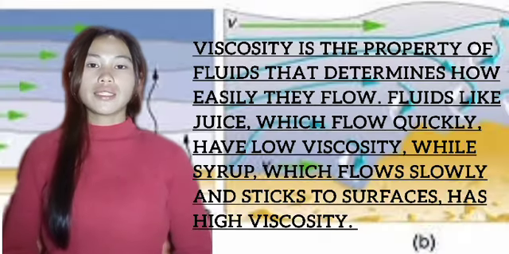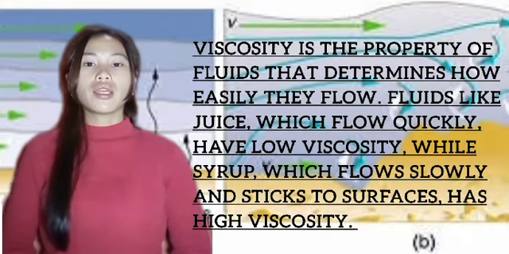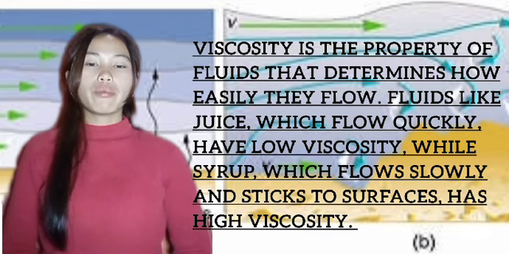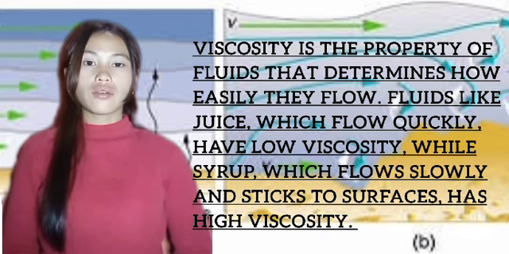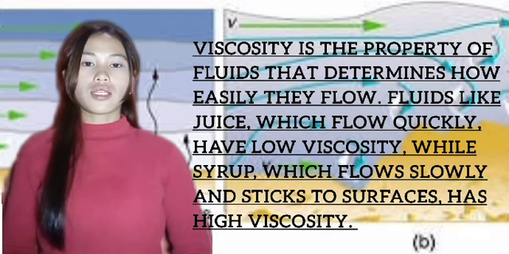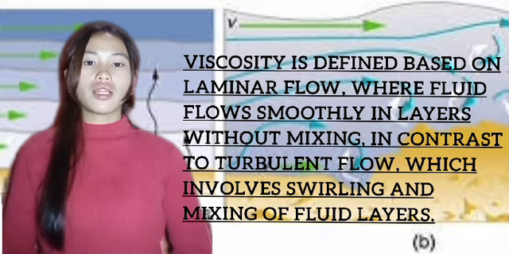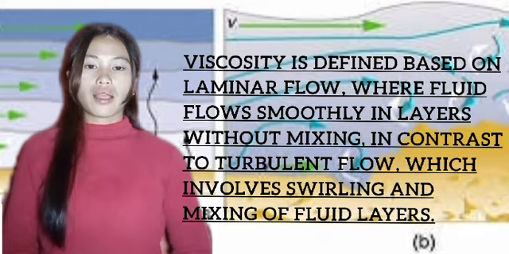So now let's move on to laminar flow and viscosity. Viscosity is the property of fluids that determines how easily they flow. Fluids like juice, which flow quickly, have low viscosity, while syrup, which flows slowly and sticks to surfaces, has high viscosity. Viscosity is defined based on laminar flow, where fluid flows smoothly in layers without mixing, in contrast to turbulent flow, which involves swirling and mixing of fluid layers.